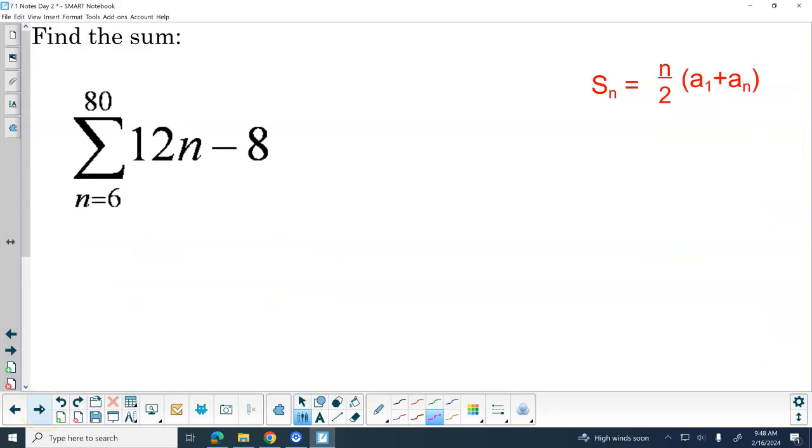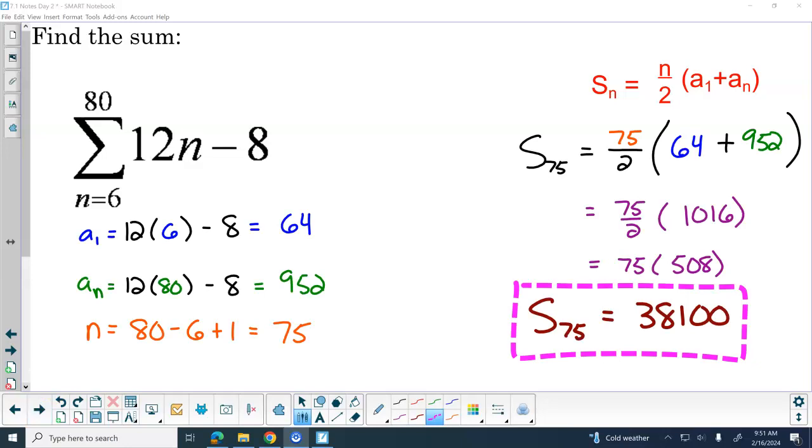Try that one. Actually, use the calculator.